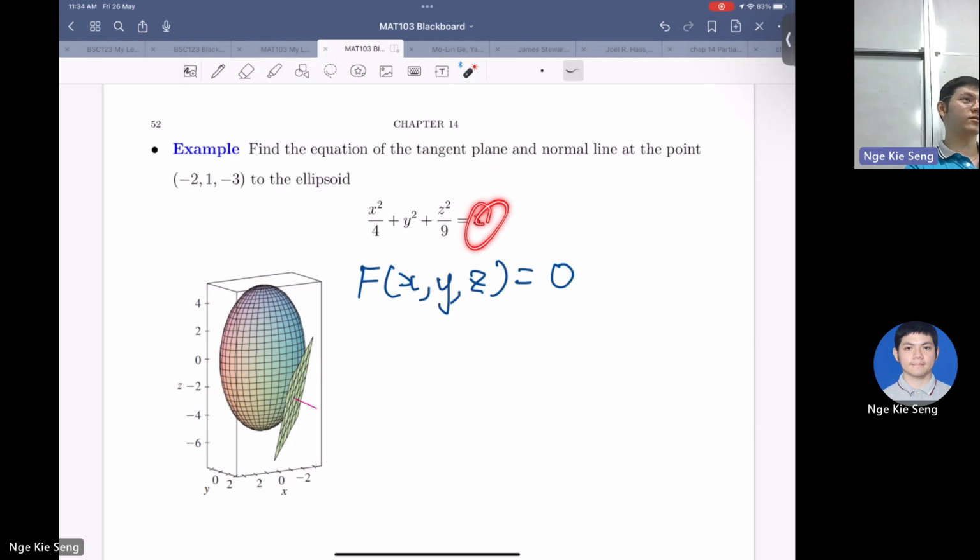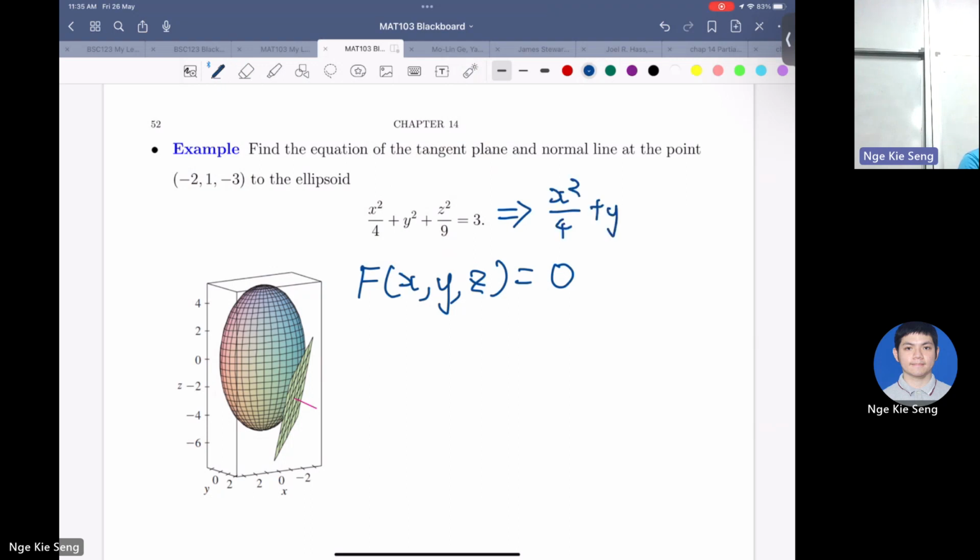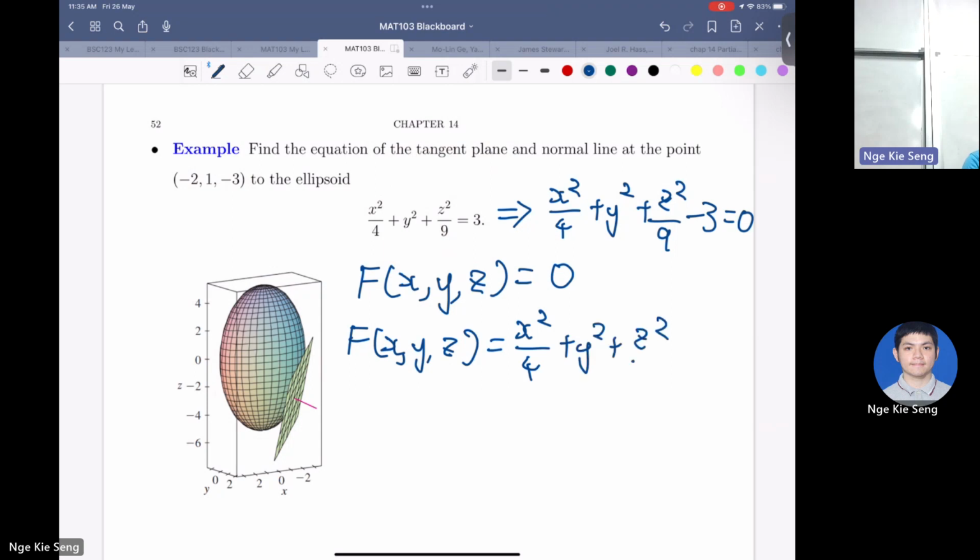This one equal to 3, how? This one in terms of x, y, z already. So how? Subtract 3 from both sides. Okay. From this equation here, you will get x squared over 4 plus y squared plus z squared over 9 minus 3 equals to 0. So my capital F in this case is equal to x squared over 4 plus y squared plus z squared over 9 minus 3 equals to 0.